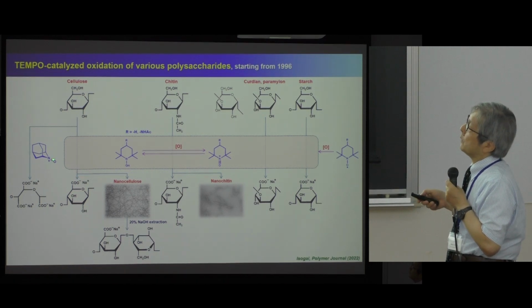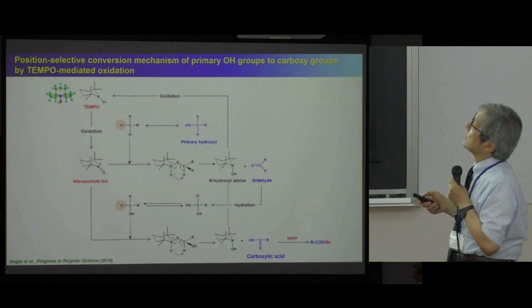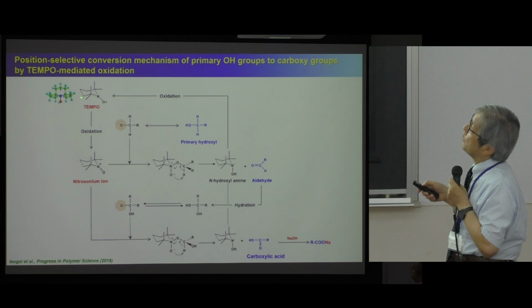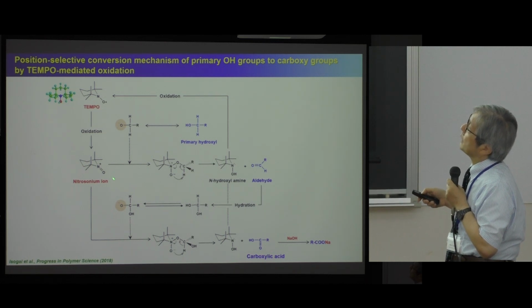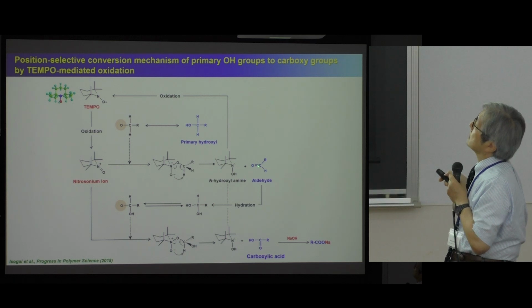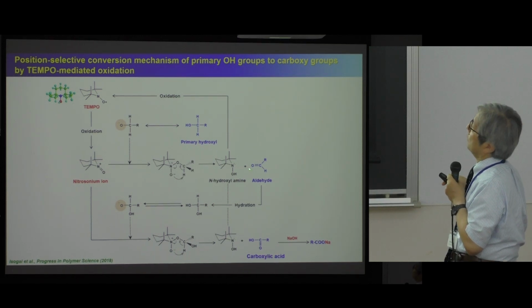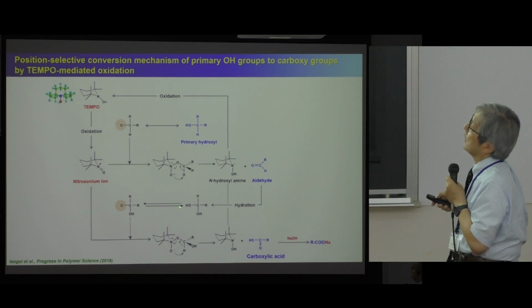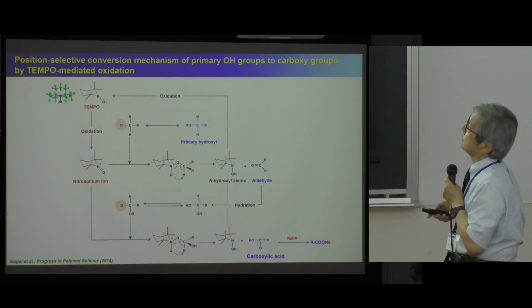this adamantane TEMPO, you can get 2,3,6-tricarboxycellulose. Of course, it's water soluble. By the way, the mechanism is quite simple. TEMPO has this N-plus structure, and the primary hydroxy groups are slightly dissociated, and because of the steric hindrance, bind in such a structure, and first the aldehyde structure is formed. The aldehyde is again hydrated to form the carboxyl groups like this.